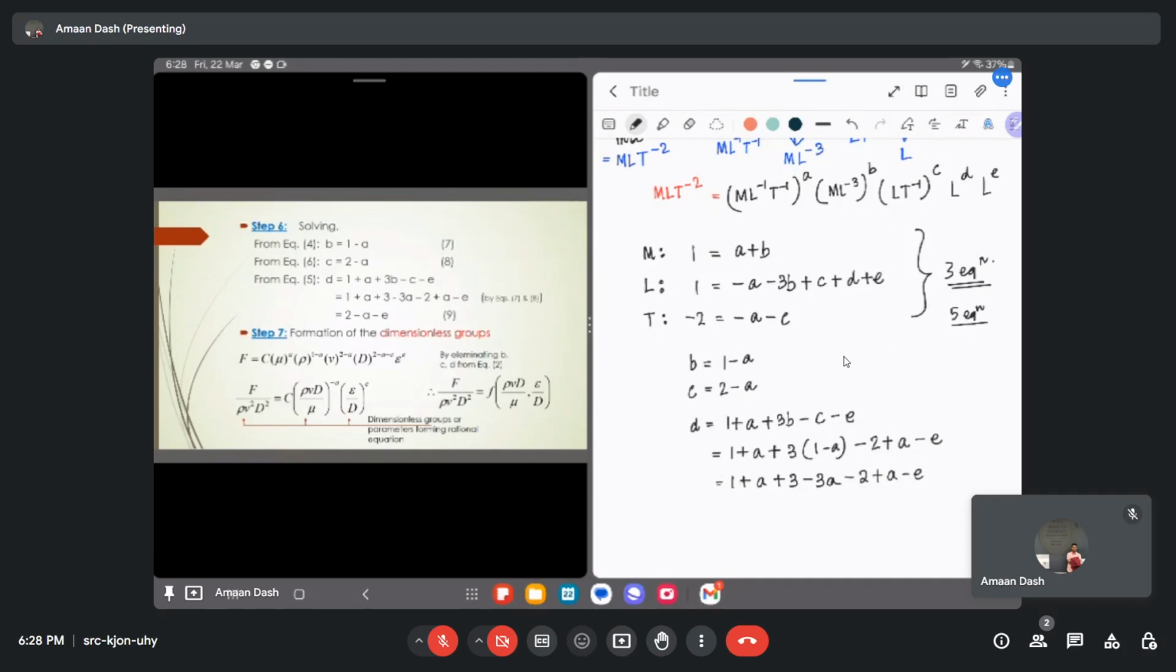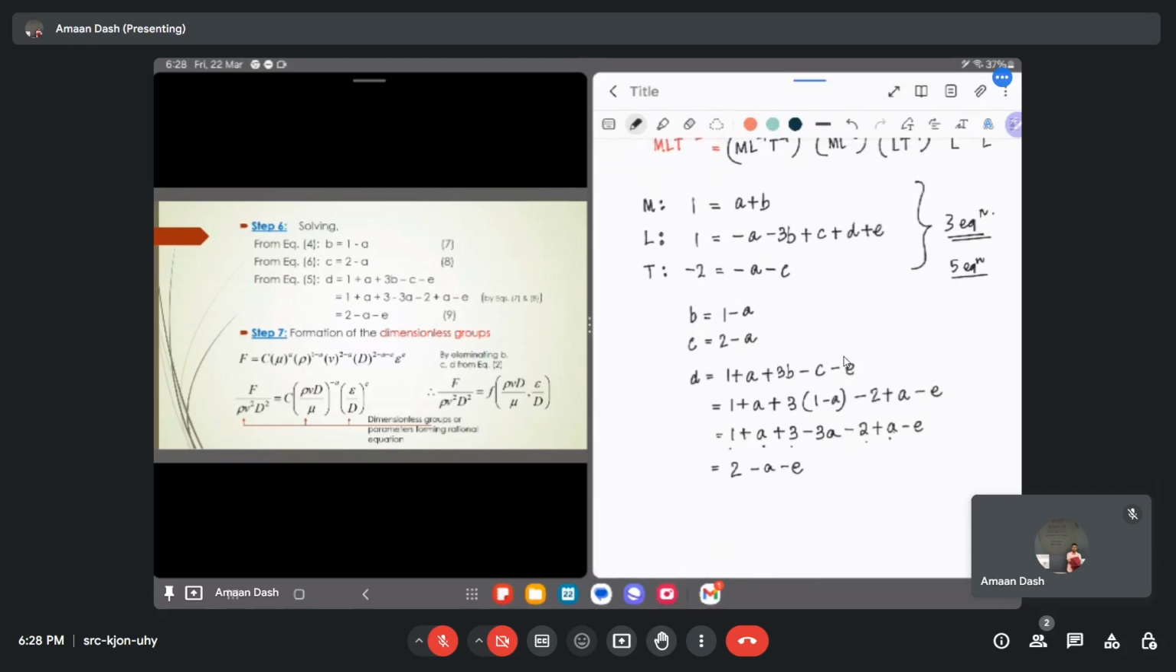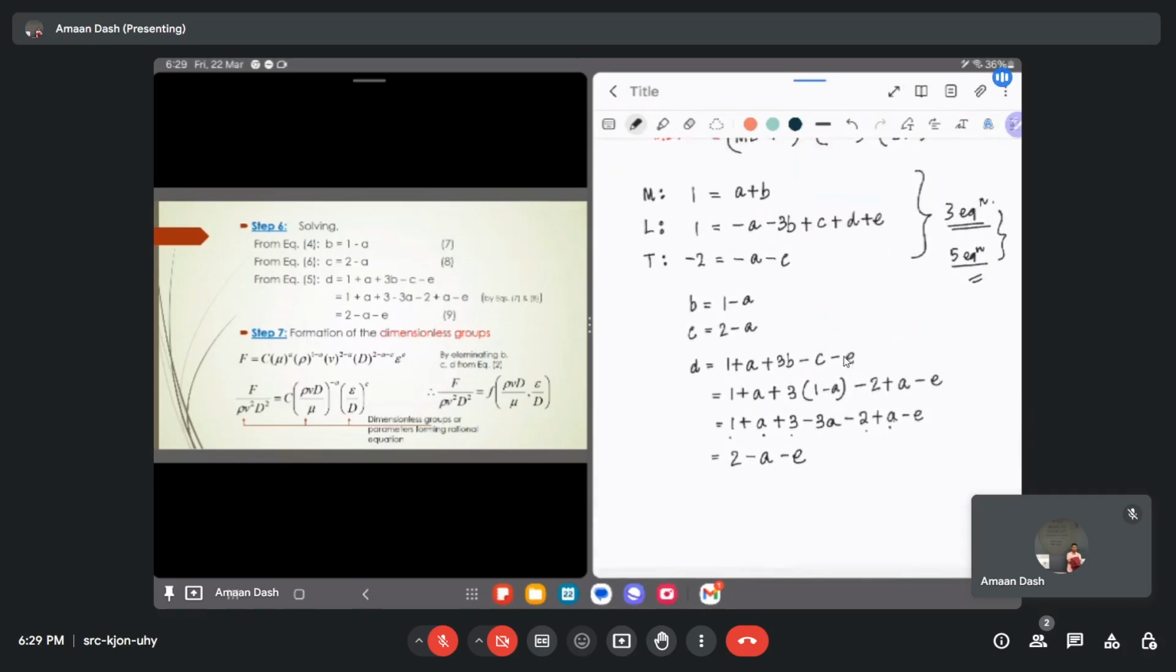right? So we have 1, 3, and 2, so this will be 2. We have A plus A minus 3A, so minus A, and then minus E, right? Now I think we have expressed almost all the variables in terms of the others, because we have three equations and five unknowns, so we will be left with two unknown parameters. Okay. So now let us express everything in terms of A and E.